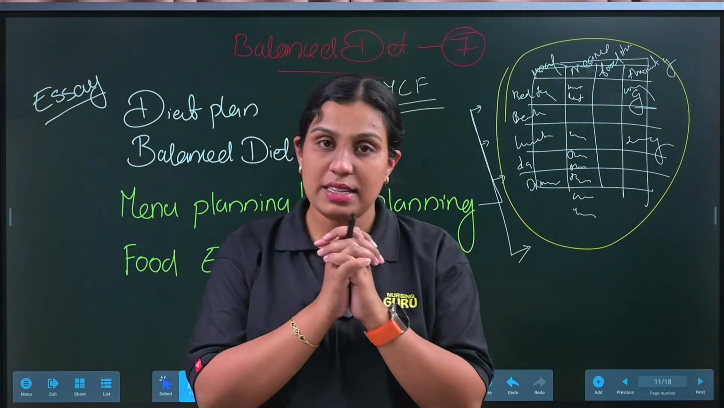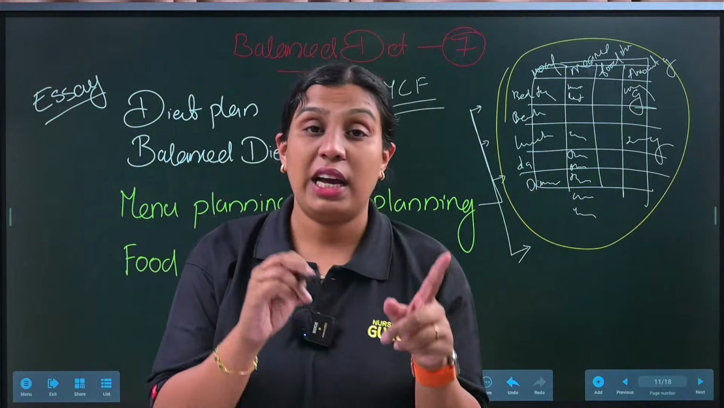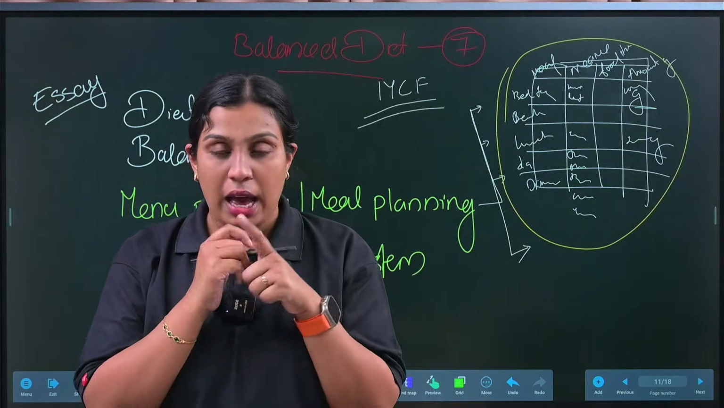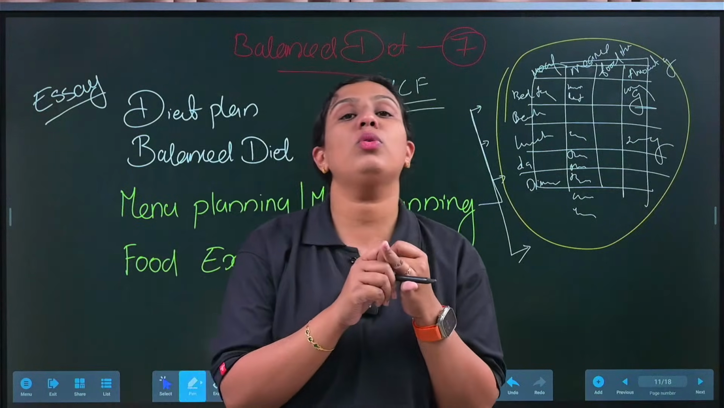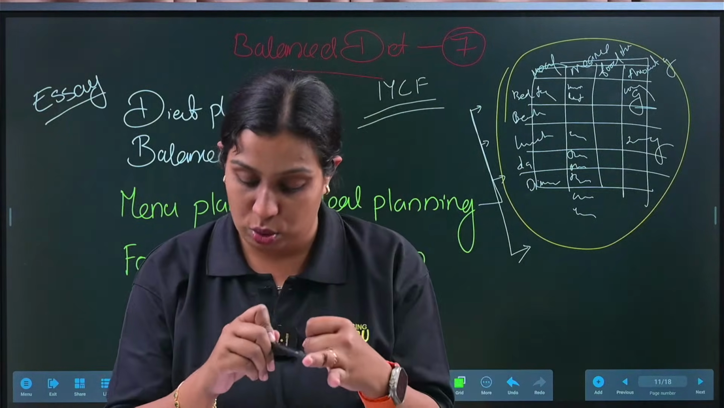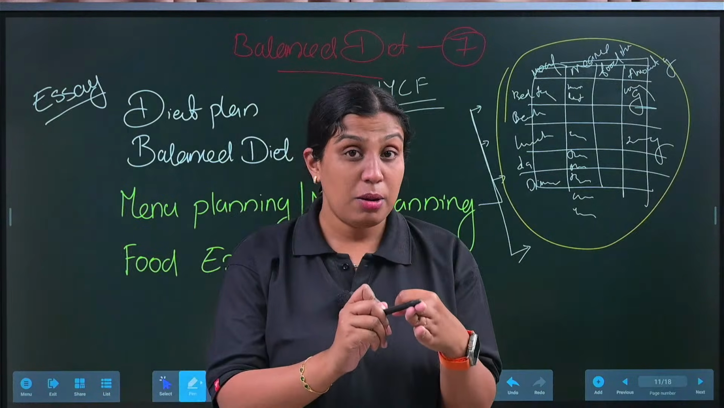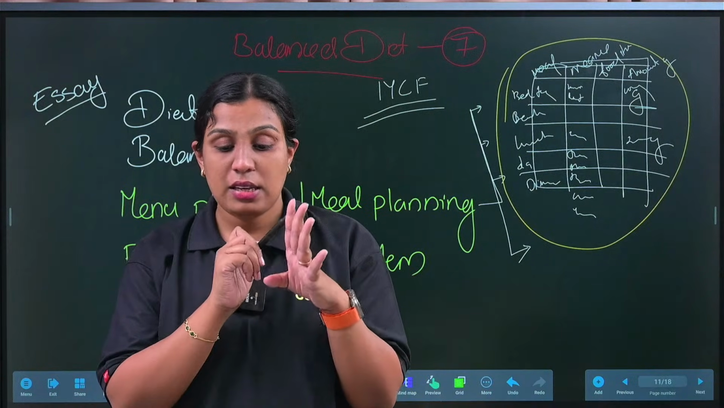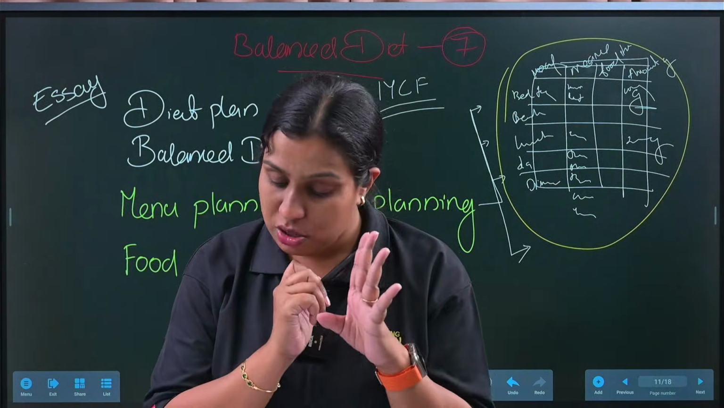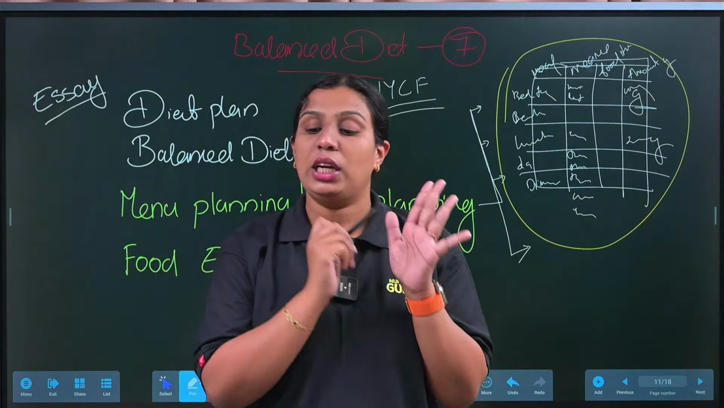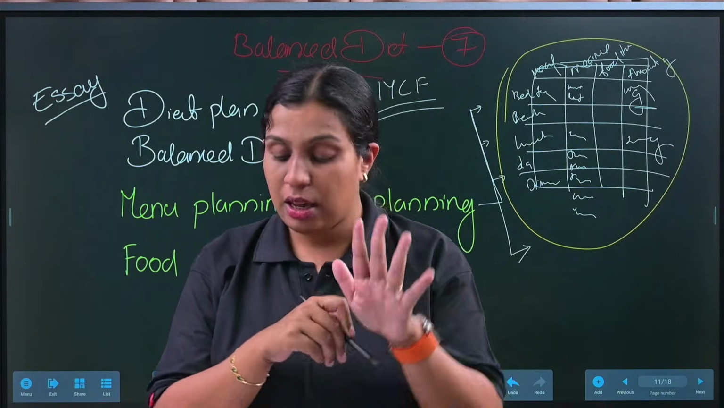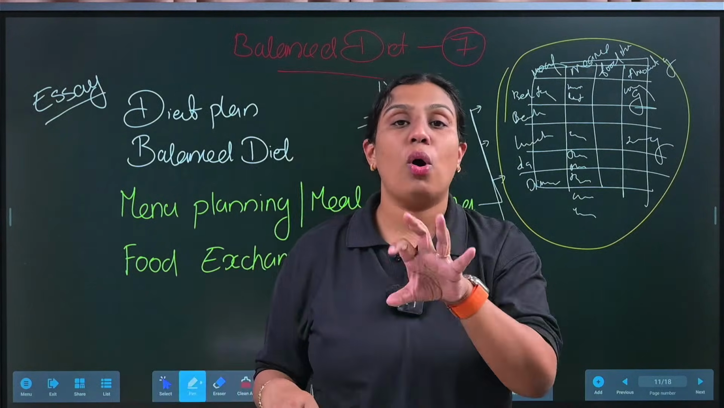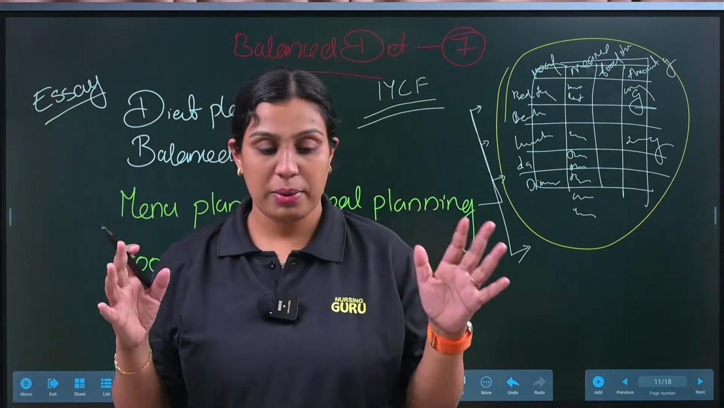Next is factors affecting meal planning, and what is menu planning, and explain the steps included in planning of a menu. Next is diet in pregnancy and diet in weaning. List the principles of weaning and explain the schedule for weaning with an appropriate example. That may be a question. And balanced diet for a toddler is also a short 5-mark question.